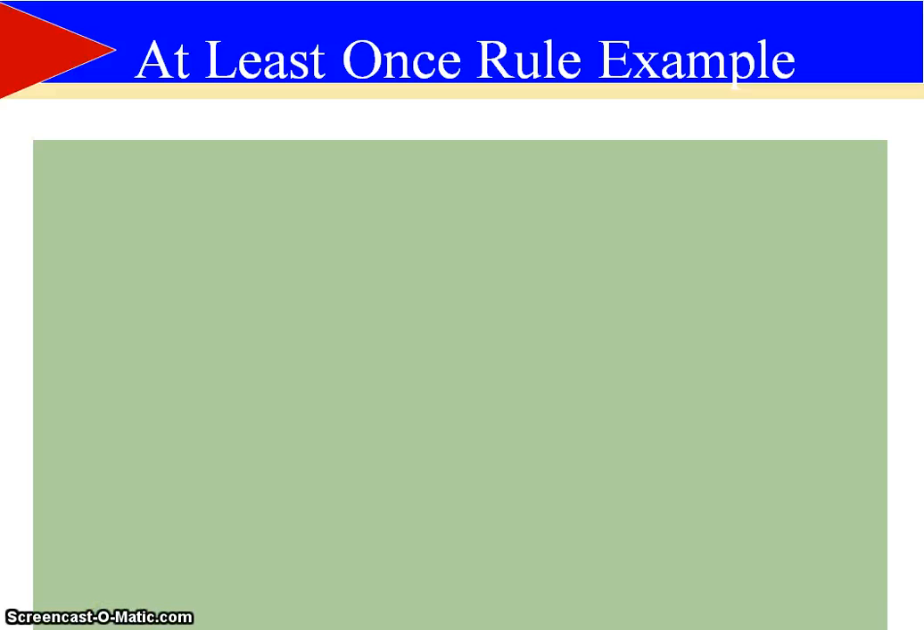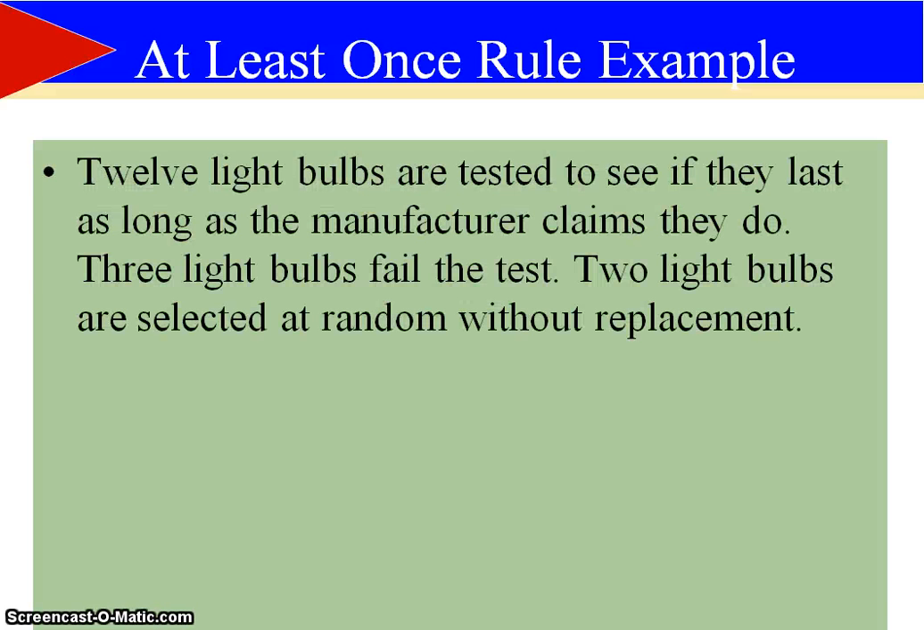So here is an example. 12 light bulbs are tested to see if they last as long as the manufacturer claims they do. 3 light bulbs fail the test. 2 light bulbs are selected at random without replacement. So without replacement means you take 1 light bulb out, and so now there's 11 light bulbs, and then you take another one out.